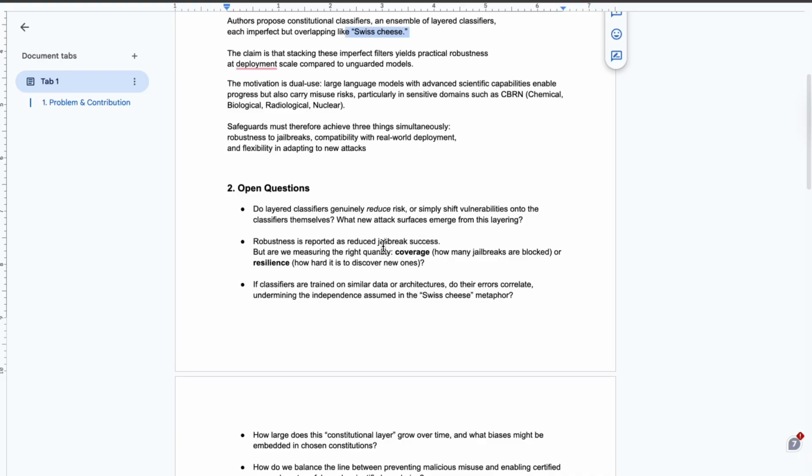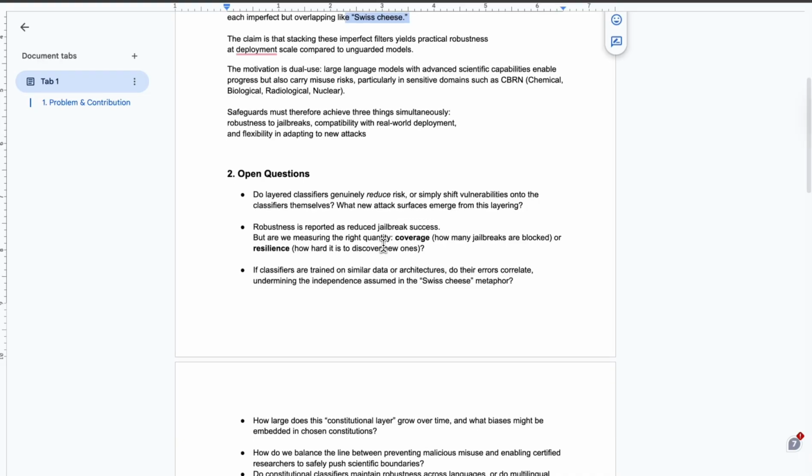So those things stood out. Now, if classifiers are trained on similar data architectures, do their errors correlate, undermining the independence assumed in the Swiss cheese metaphor? And the reason for this is, if the architectures are the same, or if whatever it is that makes them a defense system is the same, that's in terms of the classifier specifically, right? It means if you break through one, it's easy to break through the other safeguard. So that's a question that came to mind.